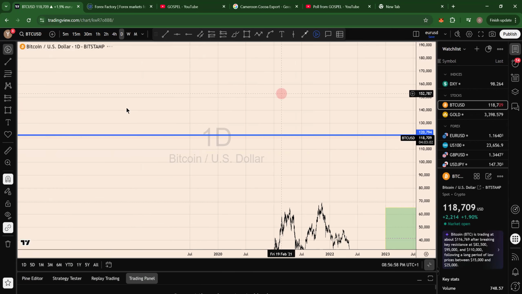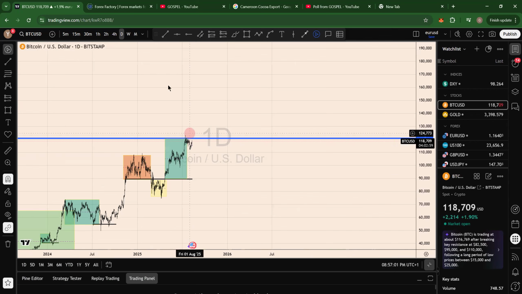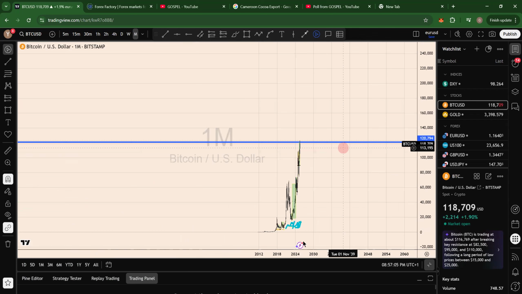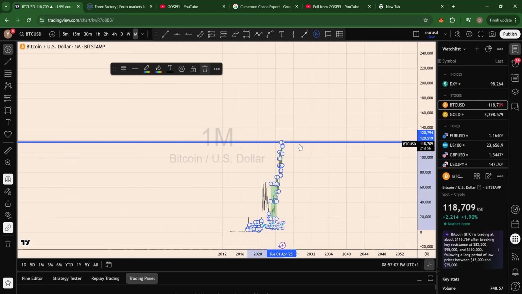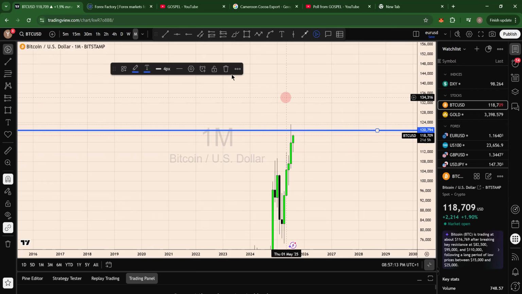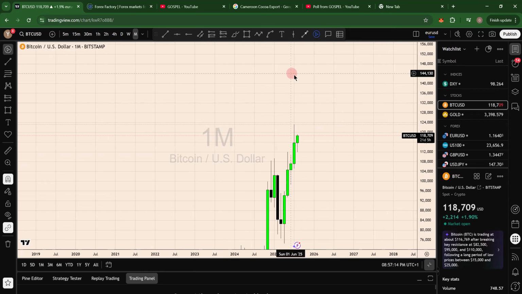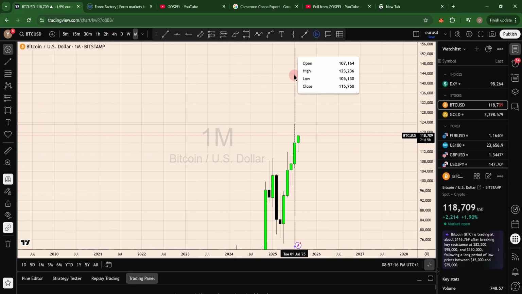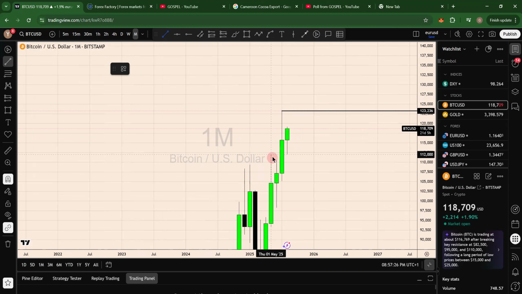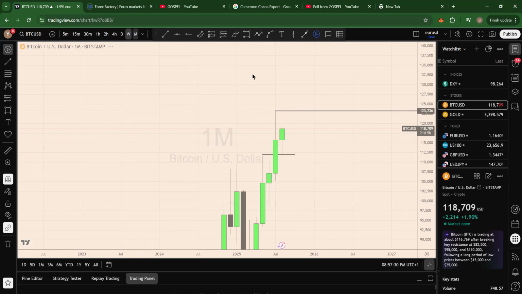Where is our all-time high? Okay, so this high, 120 something. The high of this candle is at 123,236. So probably we are coming back for that high now. You could see it closed above this one. It was a signal for higher prices. So we're definitely taking out that high.